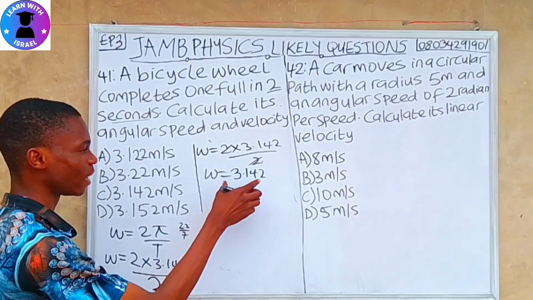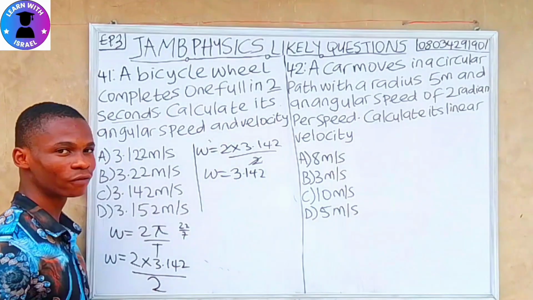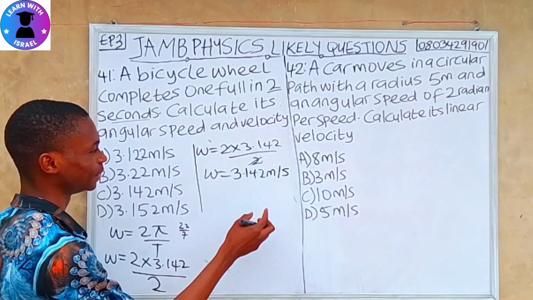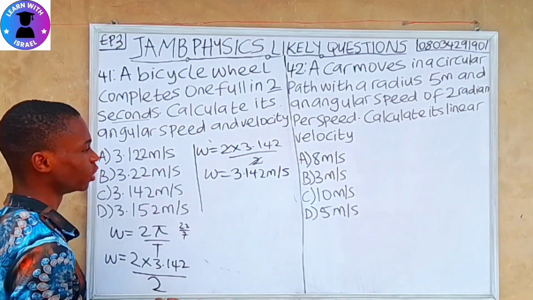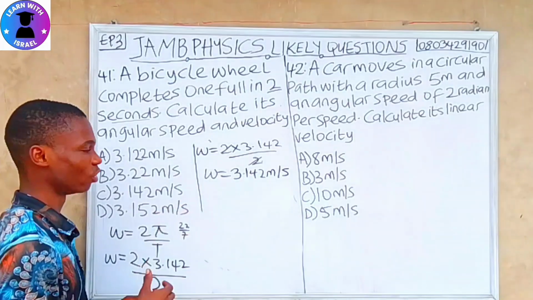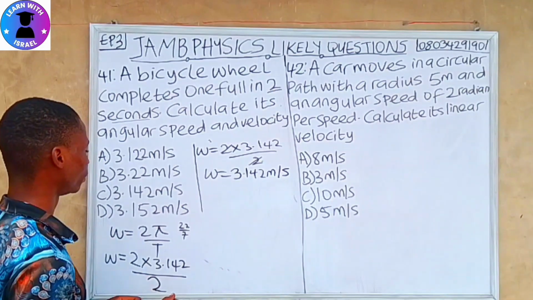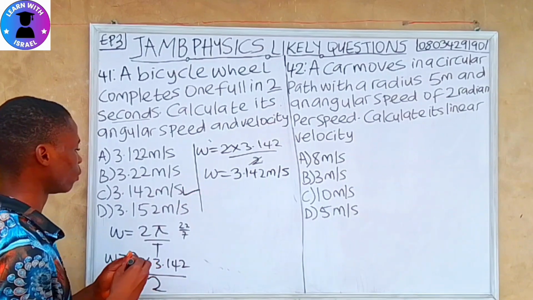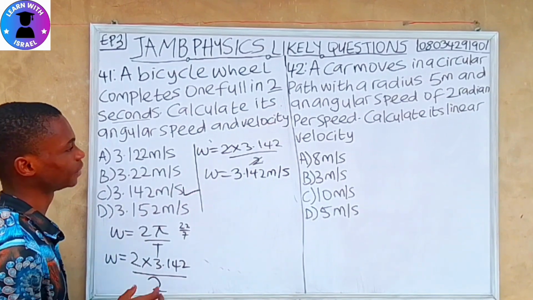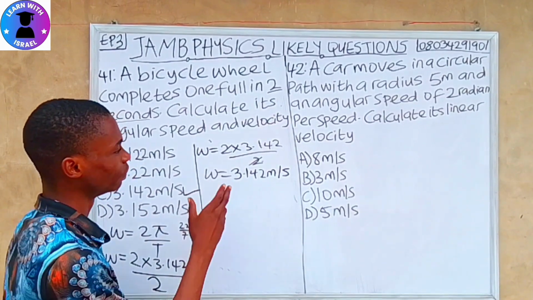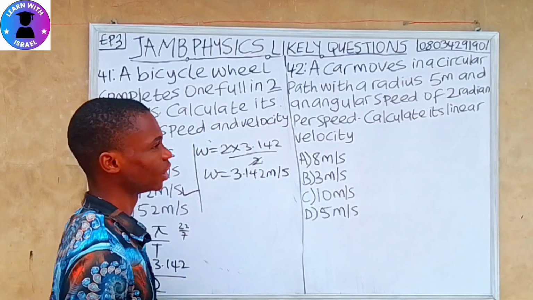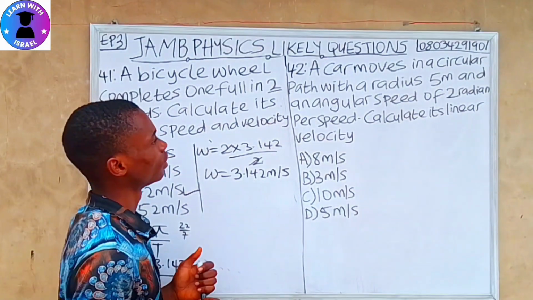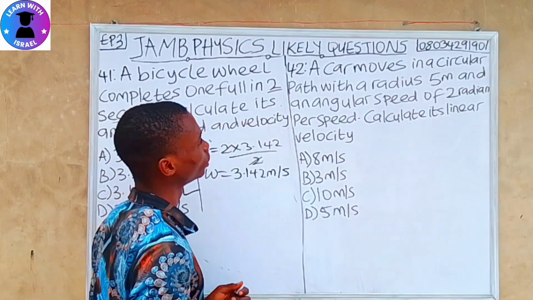We can't leave it like that. We have to add the unit. The unit of velocity is meter per second, and that is the same for speed. 3.142 meter per second is the correct answer. Let's check our options. We can find it in option C. I hope you are jotting down the formula. Once you see this kind of question and you forget the formula, you can quickly check through your notes and solve it.